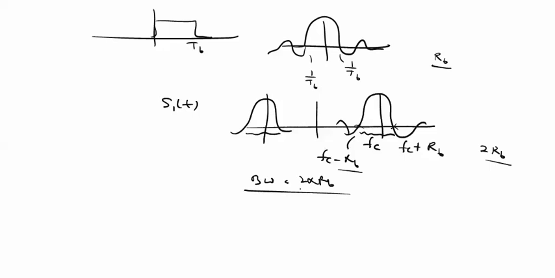One more thing we can calculate in this case is the constellation diagram and probability of error. For probability of error, we introduce a new term, ED, the difference energy. This is from 0 to TB of the integral of S1(t) minus S2(t), whole square, dt.